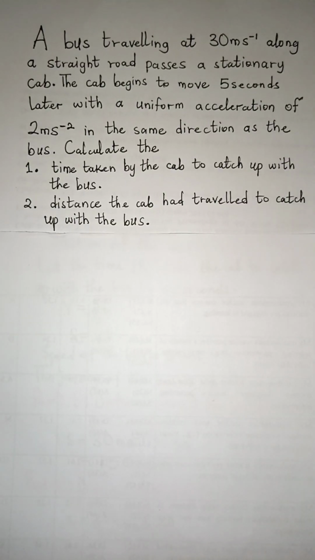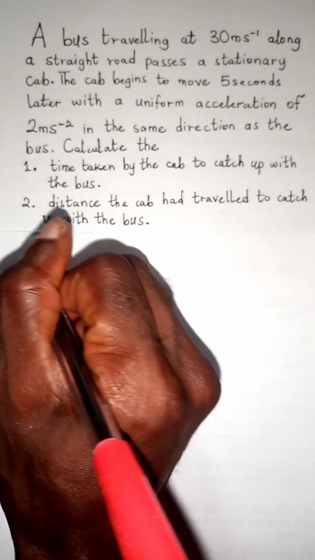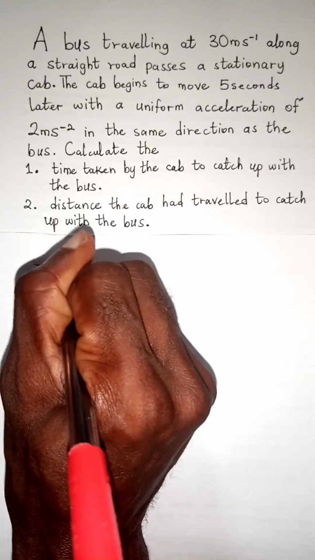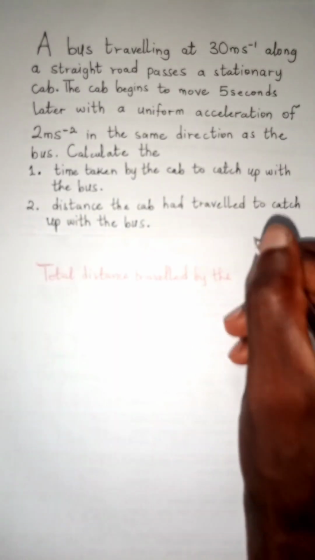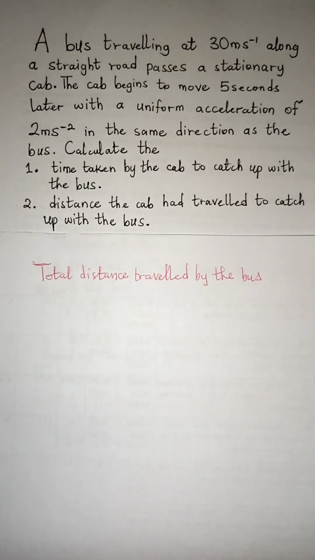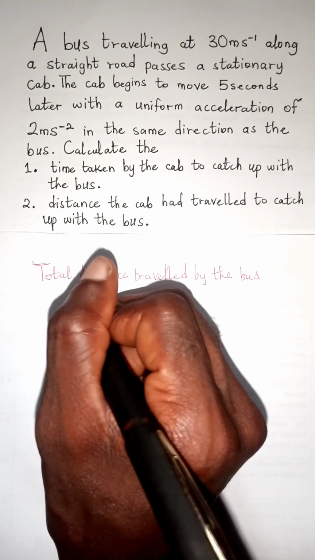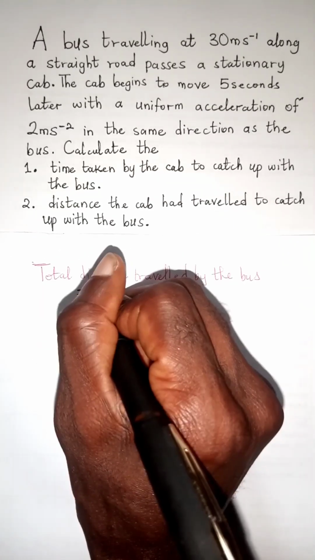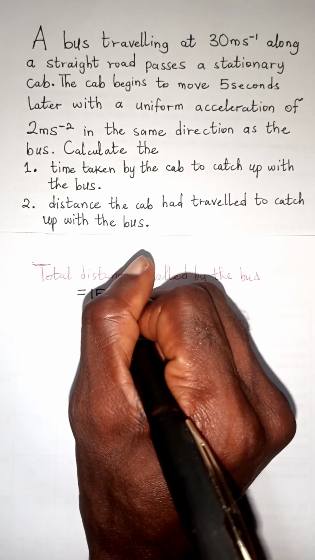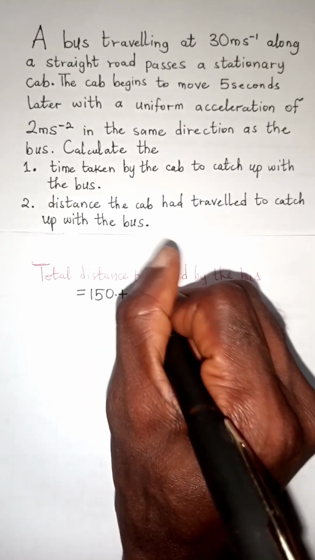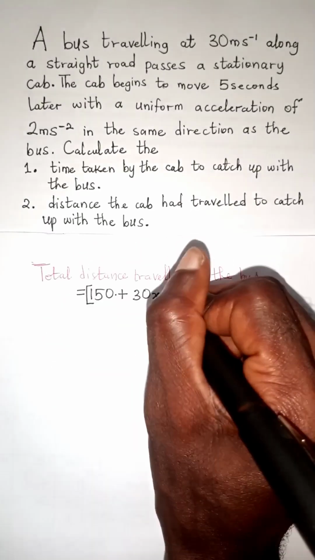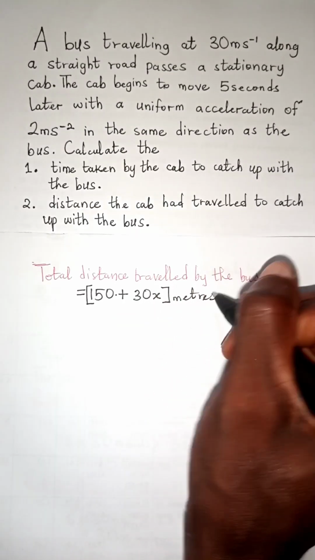Now from here, it is important we find the total distance covered by the bus. Now, the total distance traveled by the bus will be the sum of the distances in the two parts earlier calculated. And this is going to be 150 meters plus 30x meters. All in meters, that's the distance covered by the bus.